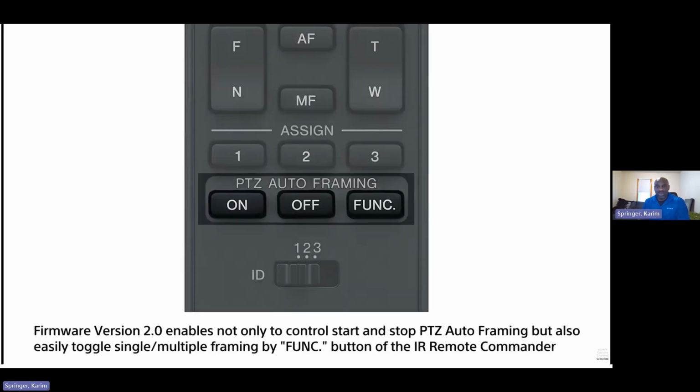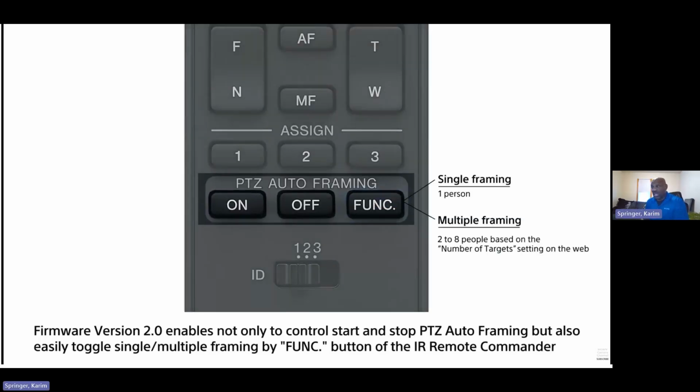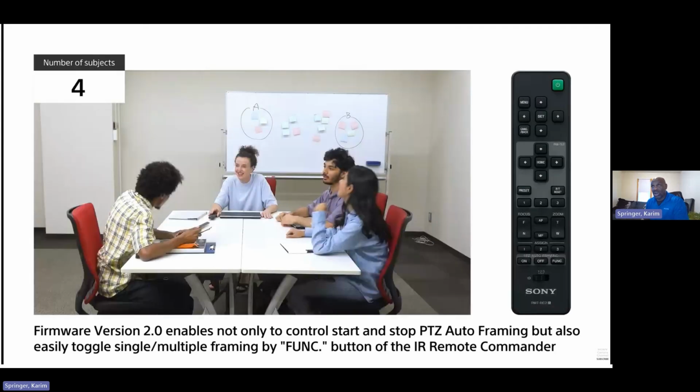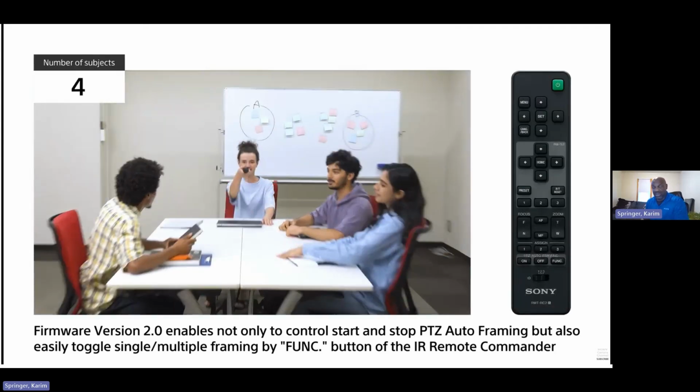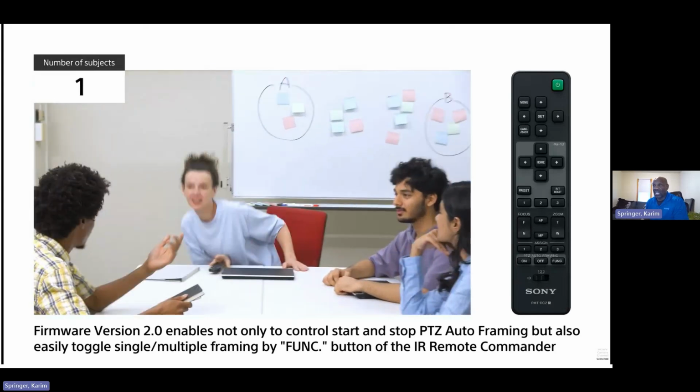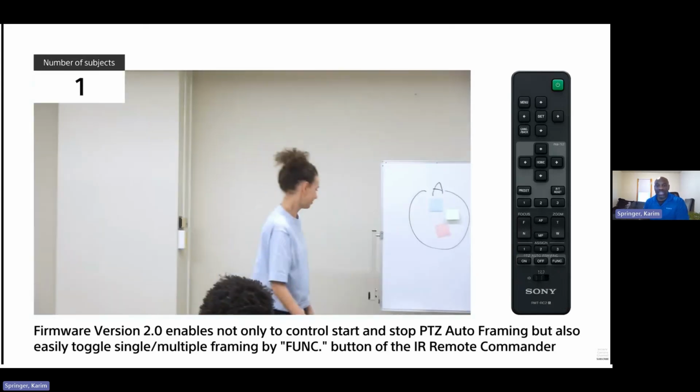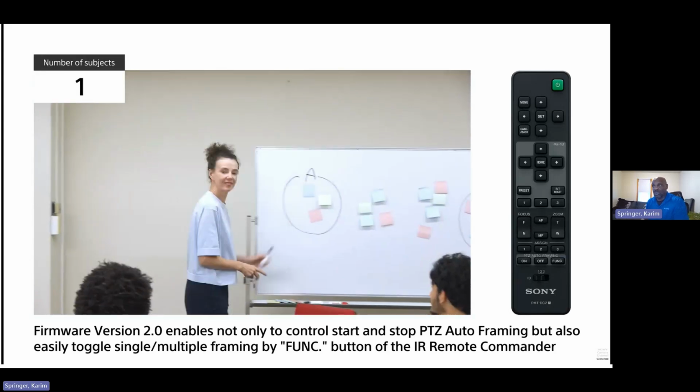There have also been some improvements to the IR remote, as you see here. If you want to use the IR remote to change the number of individuals that you want to target, you can just hit the function button that specific number of times, and now it's going to start tracking that number of intended targets within that frame.